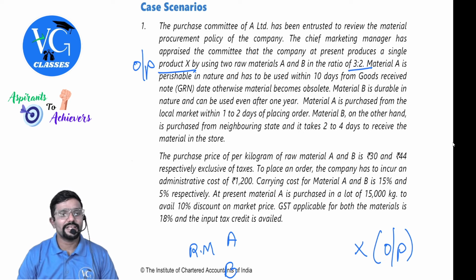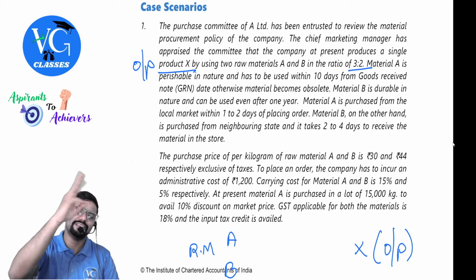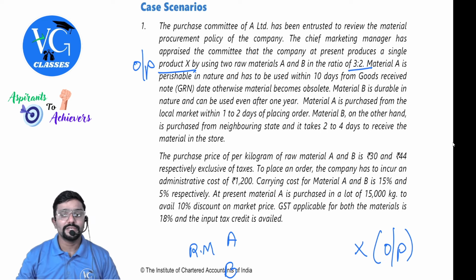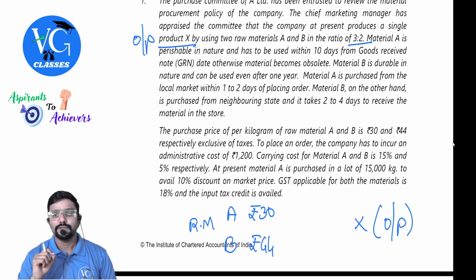Material B, on the other hand, is purchased from a neighboring state and it takes 2 to 4 days to receive the material in the store. Minimum 2, maximum 4, average 3. The purchase price per kilogram of raw material A and B is how much? 30 and 44, respectively, exclusive of taxes.